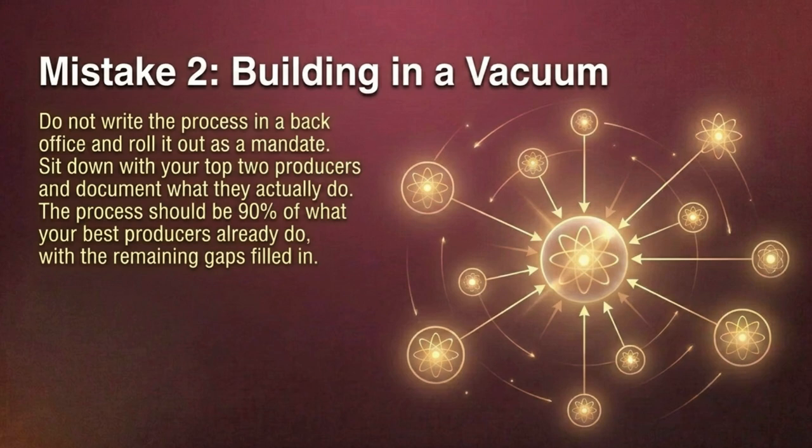The second mistake is building it in a vacuum. Do not write the process in a back office and roll it out as a mandate. Sit down with your top 2 producers and document what they actually do. The process should be 90% of what your best producers already do, with the gaps filled in.